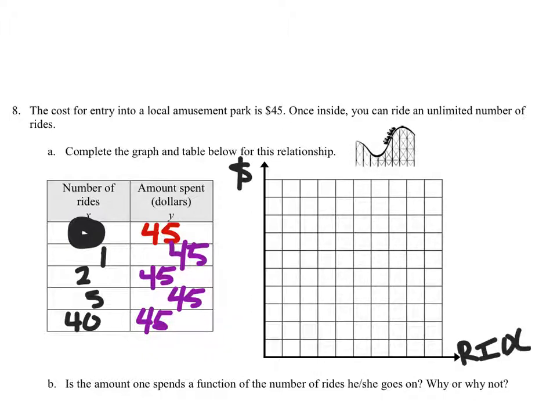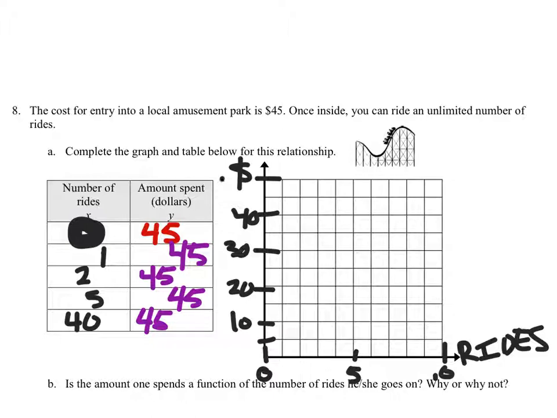What if you went on 46 rides? How much would it cost? $45. So let's go and label these, starting with 0, 1, 2, 3, 4, 5, all the way up to 10 rides. And this one is going to have to go up by 10s, so 10, 20, 30, 40, and then a 50.